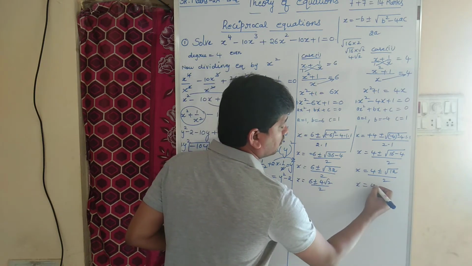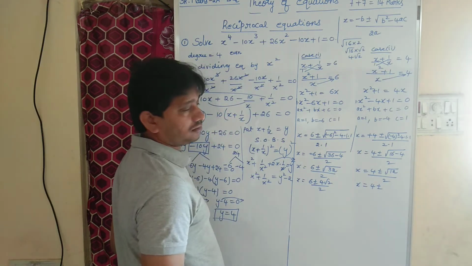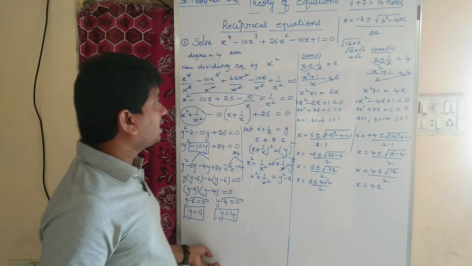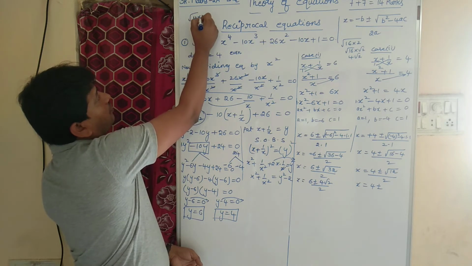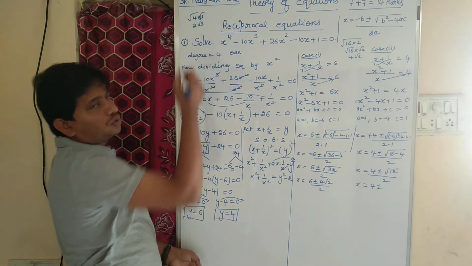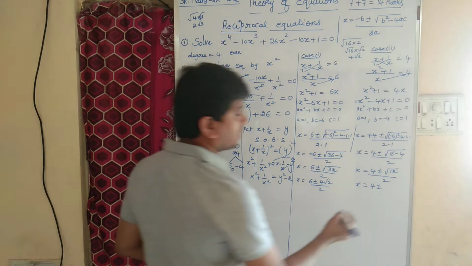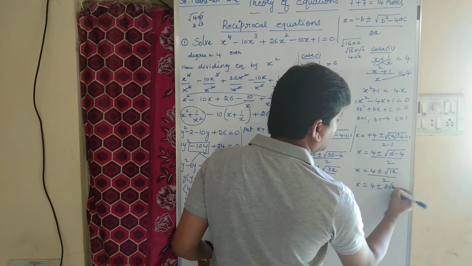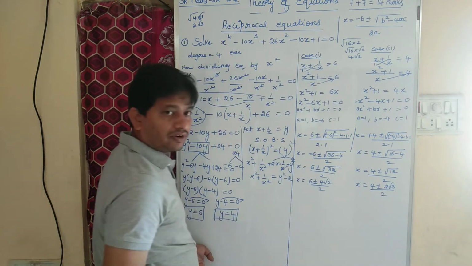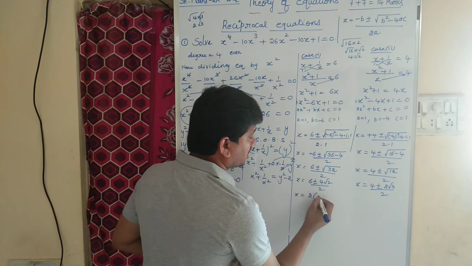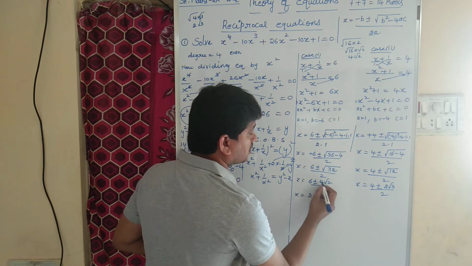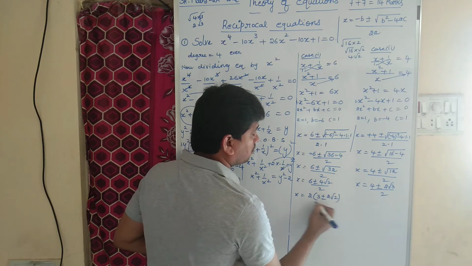Here x equal to 4 plus or minus, what do you mean by root 12? 12 I can write as 4 into 3. Root 4 into root 3 I can write as 2 root 3. So the meaning of root 12 is 2 root 3, divided by 2. Now I can take 2 as common: 2 into 3 is 6 plus or minus 2 into 2 is 4, by 2.